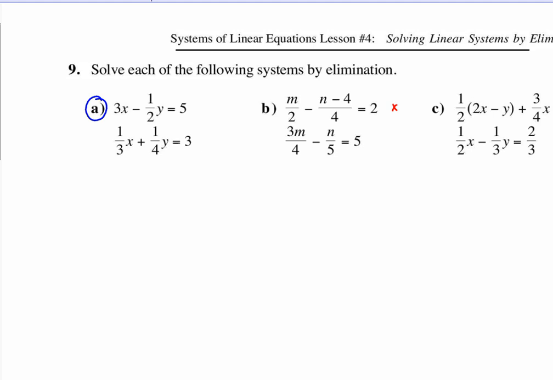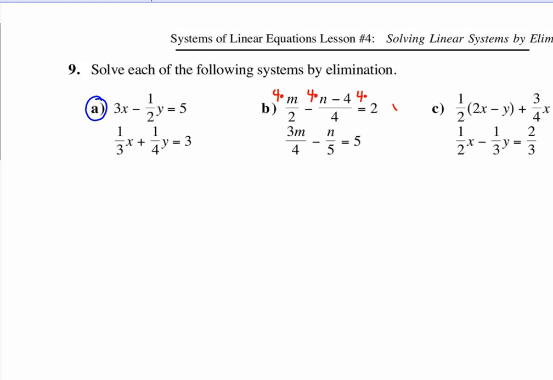2 and 4. Lowest common multiple. 4. Okay, you've been saying 4? Okay, so we're going to get rid of the fraction. Essentially what we're doing is multiplying each term by 4. Each one by 4.